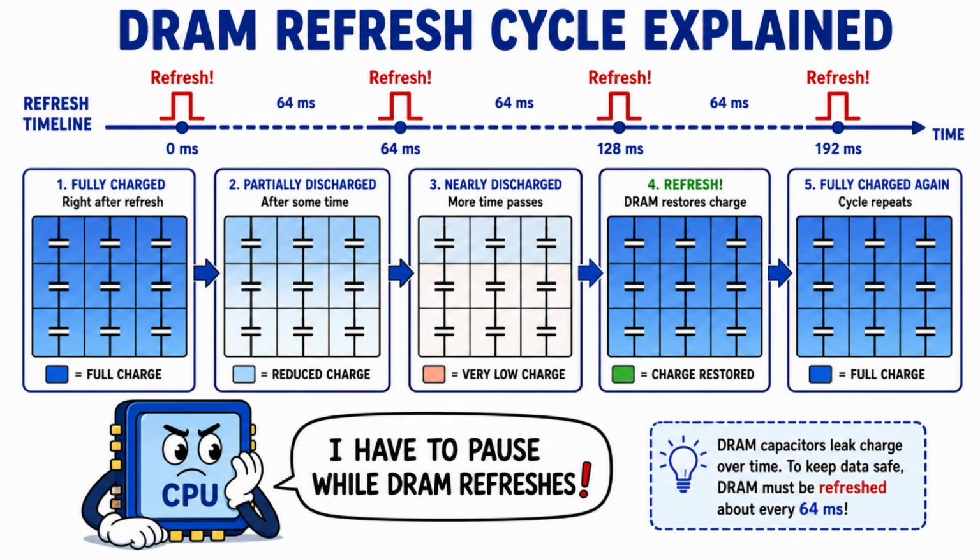Let's take a deeper look at that DRAM refresh cycle, because it actually affects performance more than people realize. Every 64 milliseconds, the memory controller has to pause normal operations and refresh millions of capacitors. During those refresh windows, the CPU can't access that part of DRAM. It's a tiny delay, but at modern speeds, even tiny delays matter. Engineers spend a lot of effort hiding these refresh pauses from the CPU.